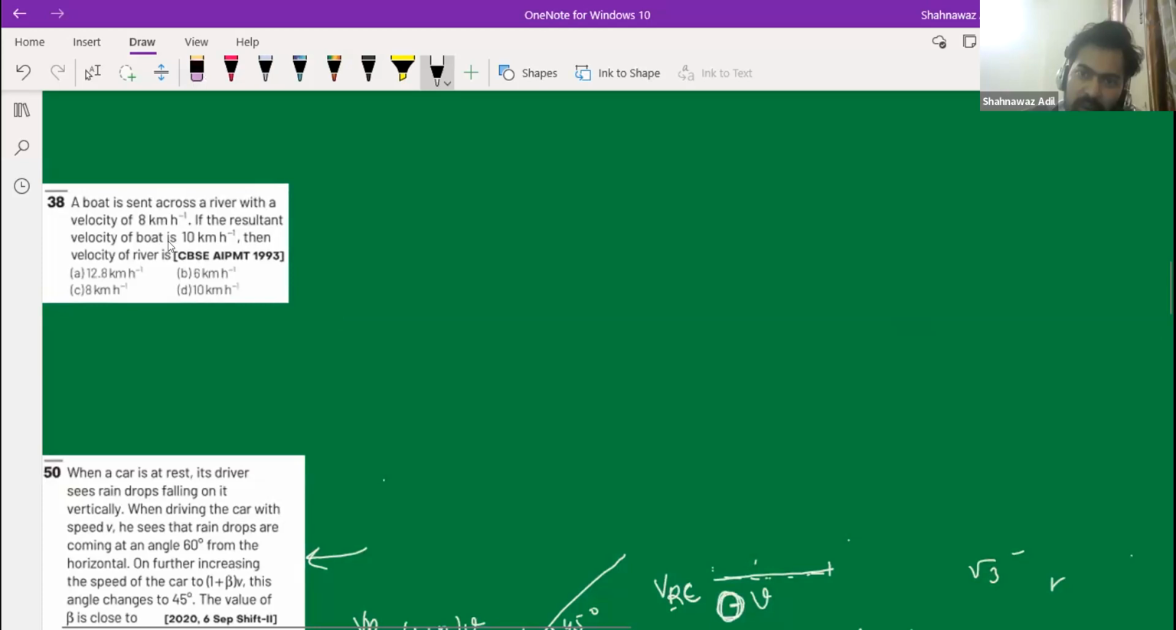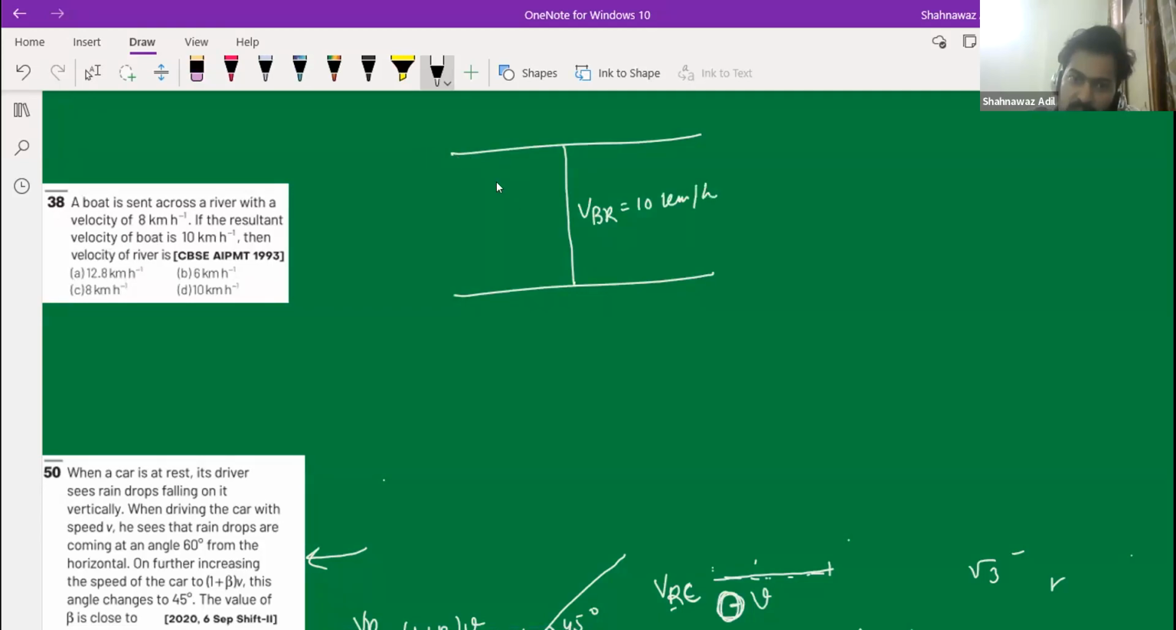Okay, so this question: a boat is sent across a river with velocity 8 kilometer per hour. What is the resultant velocity of the boat? So this is a direct problem, right? The resultant is given, VBR. This is 10 kilometer per hour. And oh, this one is bigger. How is this possible? So which means that we are not going in the shortest path, right? So yeah, this thing you have to be careful.